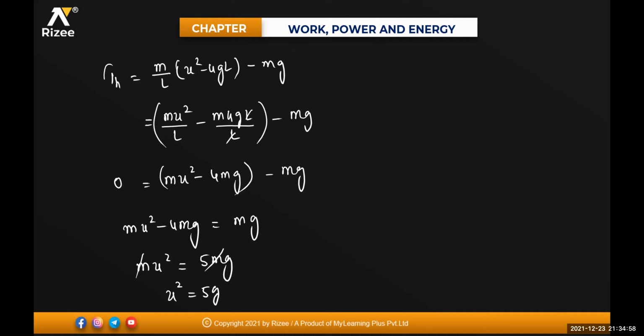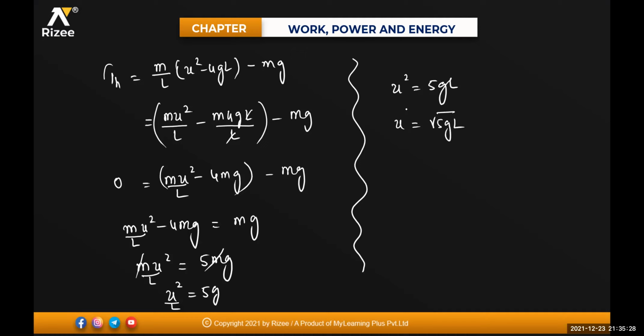Isn't it? One L is also there here. M into u square divided by L, and here L is also there, so this becomes m into u square divided by L minus 4mg, also divided by L. That means u square is equal to 5g into L. That means the initial velocity is equal to under root of 5g into L. So the velocity at the lowest position for a body to make a complete circle, u minimum, is equal to under root of 5g into L.